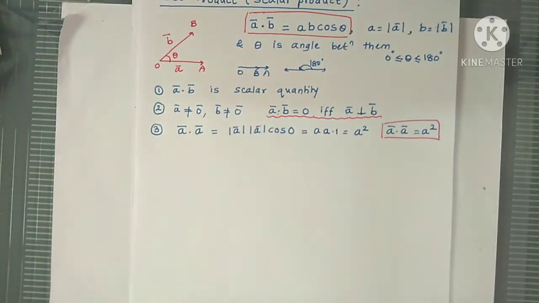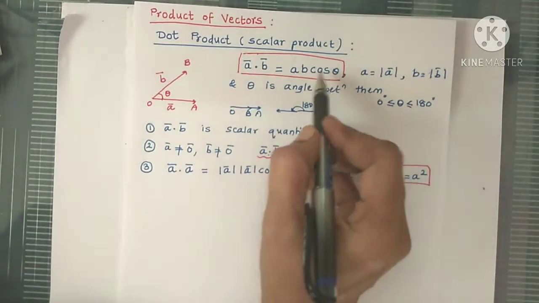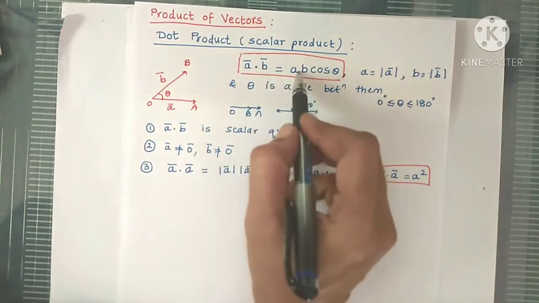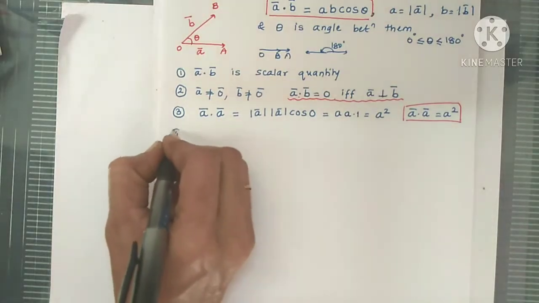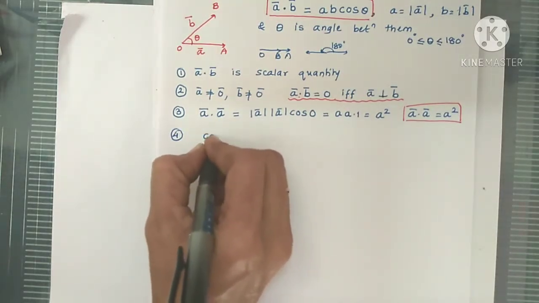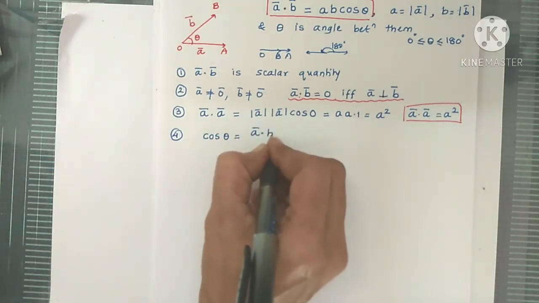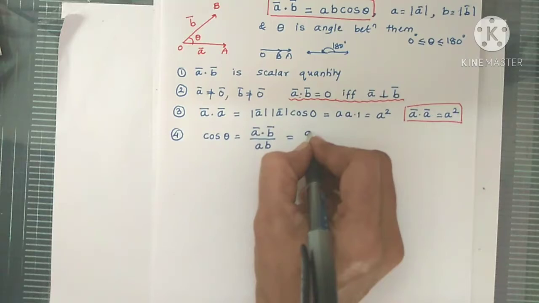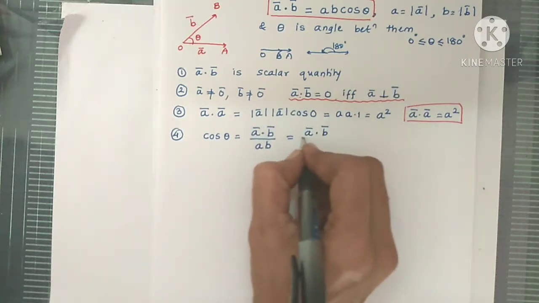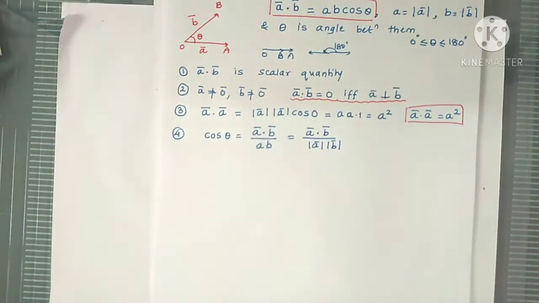Next one is, using the definition we can find the cosine of the angle. If we have to find cos theta, then divide a bar dot b bar by ab. So we get the value of cos theta. So to find the cosine of the angle, the formula is cos theta equals a bar dot b bar upon ab, means a bar dot b bar divided by modulus of a bar into modulus of b bar. So this is the formula to find the cosine of the angle.